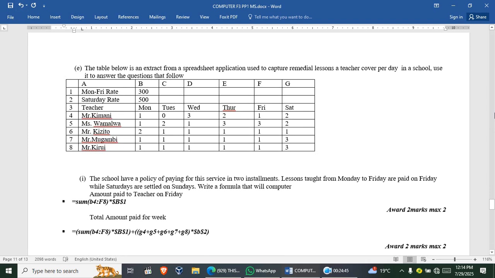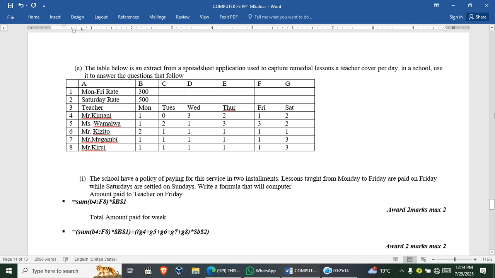The table below is an extract from a spreadsheet application used to capture remedial lessons a teacher covers per day in a school. Use it to answer the questions that follow. So we have A, B up to G, then we have 1 up to 8. So we have Monday to Friday, the rate is 300. Saturday rate is 500. Then you have the teachers, Monday, the number of lessons. So here you just need to multiply and add some.